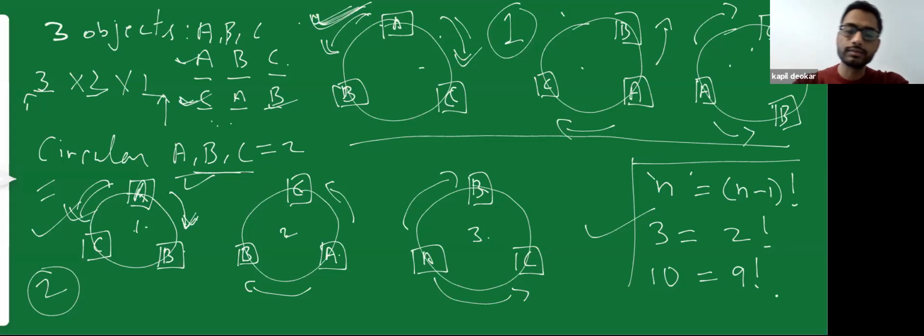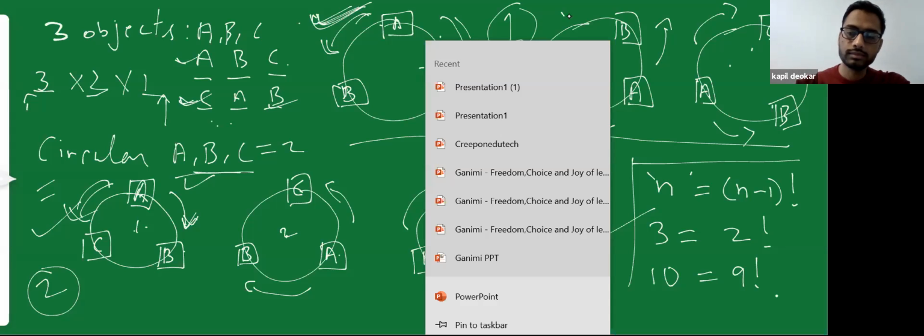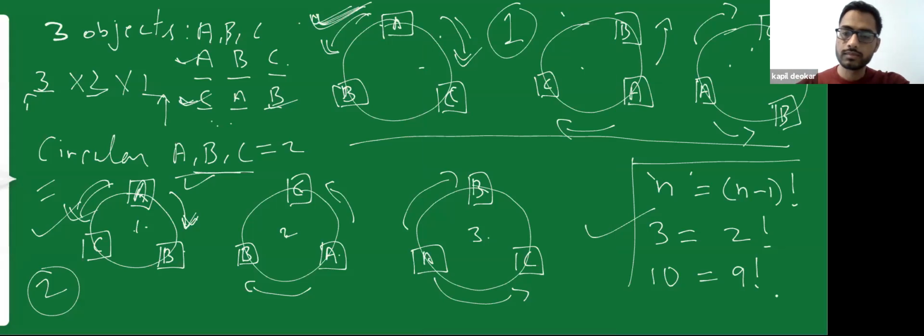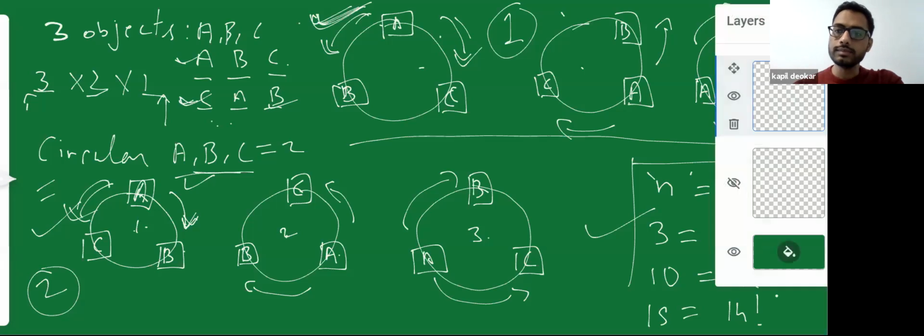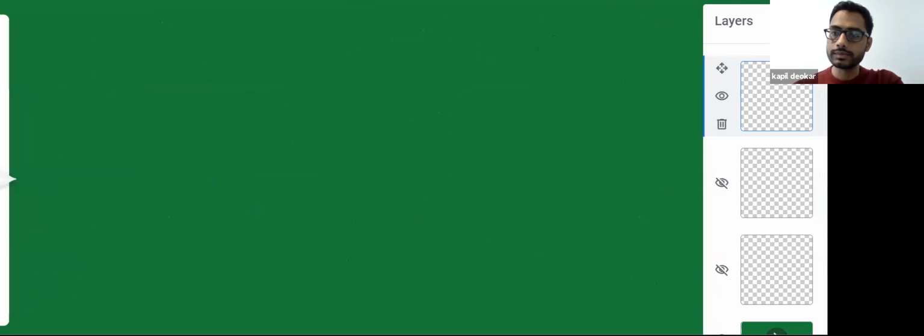If I have 15 objects, they can be arranged in how many ways? 15 minus 1, that is 14 factorial ways. We'll see more examples, after which these pictures will start making more and more sense and you'll get a better understanding of this. Okay. So I'll move to next.